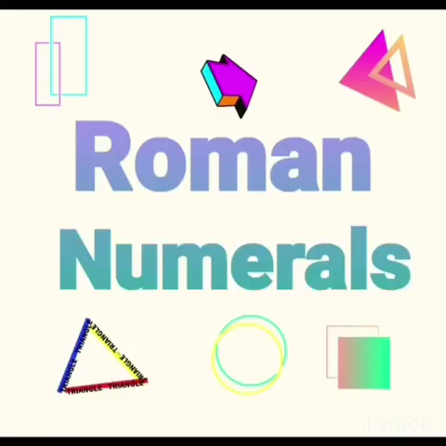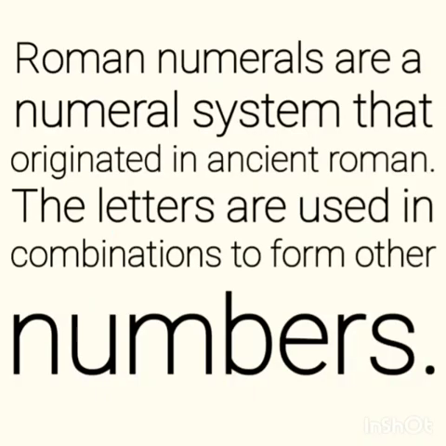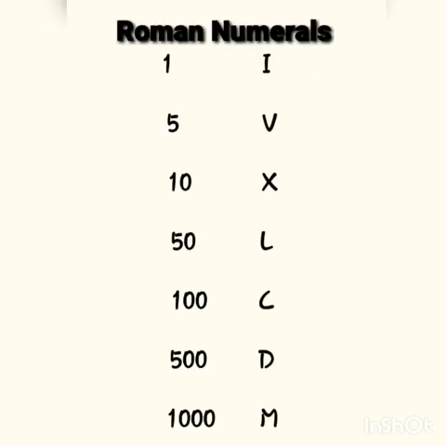So the next topic is Roman numerals. So what are Roman numerals? Roman numerals are a numeral system that originated in ancient Rome. The letters are used in combination to form other numbers. They are additive and subtractive systems in which letters are used to denote certain bases. So Romans have symbols representing larger numbers, and some Roman numerals and their respective values in the Hindu number system are these numbers, and using these, other numbers can be represented.